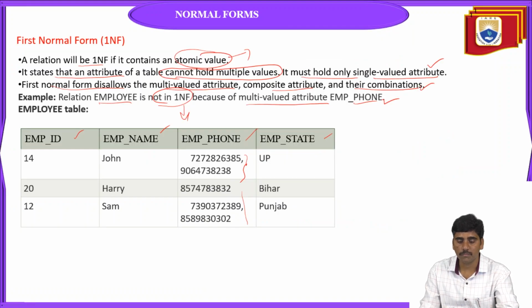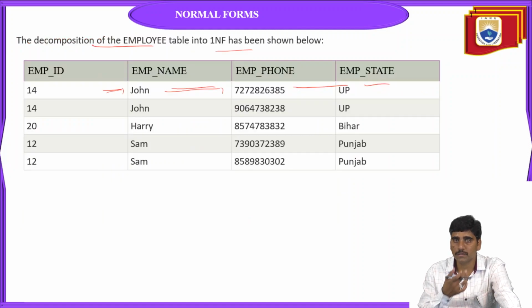So for the first normal form, we need to perform two steps: applying constraints and decomposition of the table. Here the employee table is having multiple values. So we need to make it first normal form, which means we need to split the data. Now the data is split and decomposed, so the decomposed data will be saved.